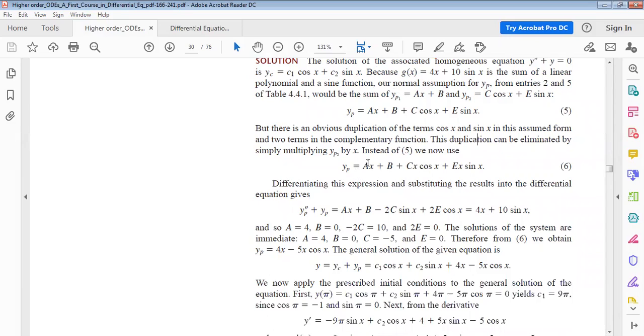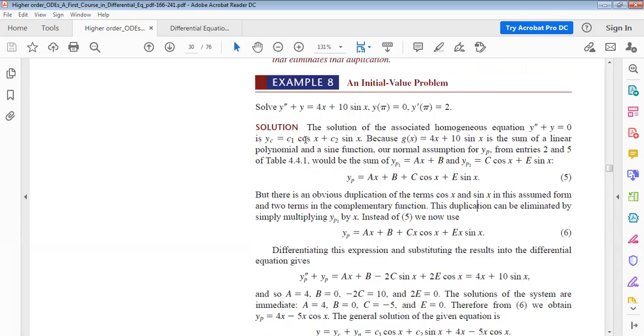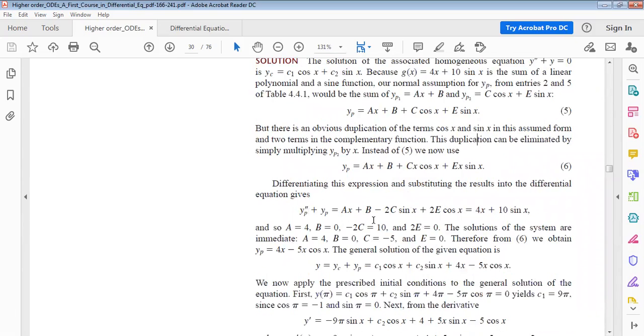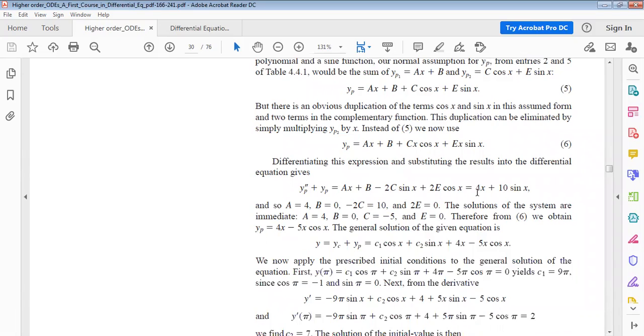Now taking the first differentiation and second differentiation, and then putting all these values in this equation, we get this form. So equating the equal terms on both sides, we get a equals 4, b equals 0, and minus 2c equals 10, because the sine coefficient is 10 and here the sine coefficient is minus 2c. So we get a equals 4, b equals 0, c equals minus 5, and e equals 0.